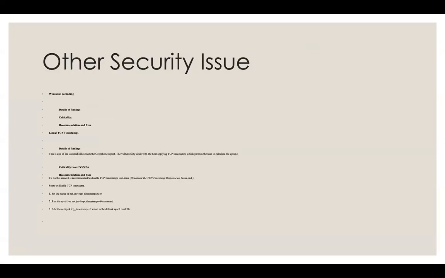With other security issues pertaining to Windows, there was no other security issue, but with Linux, there was a security issue, which is the Linux TCP timestamp. And this is one of the vulnerabilities from the Greenbaum report. This vulnerability deals with the host applying TCP timestamps, which permits the user to calculate the uptime. The criticality is low, CVSS 2.6. To fix this issue, it is best to disable your TCP timestamps, set it to 0, and run it to make sure it is properly secure.